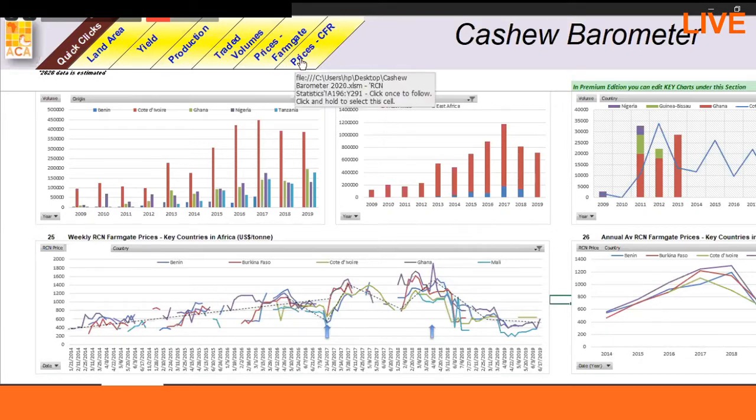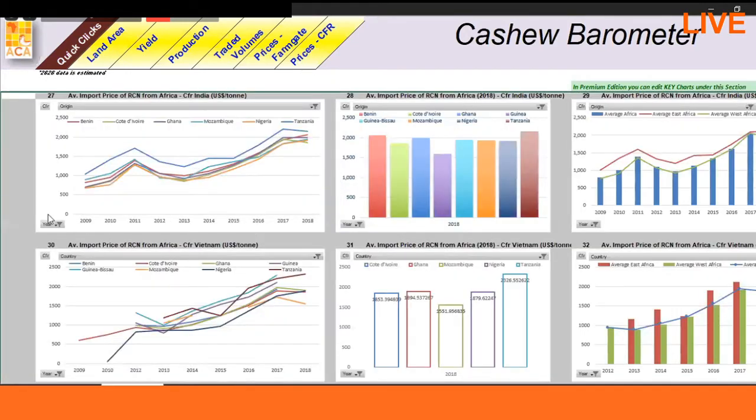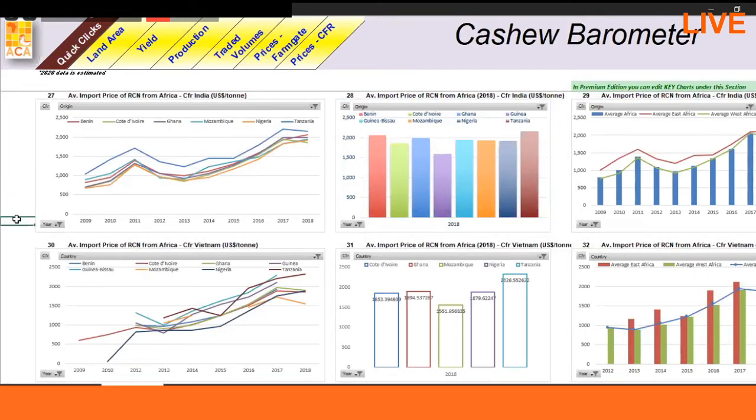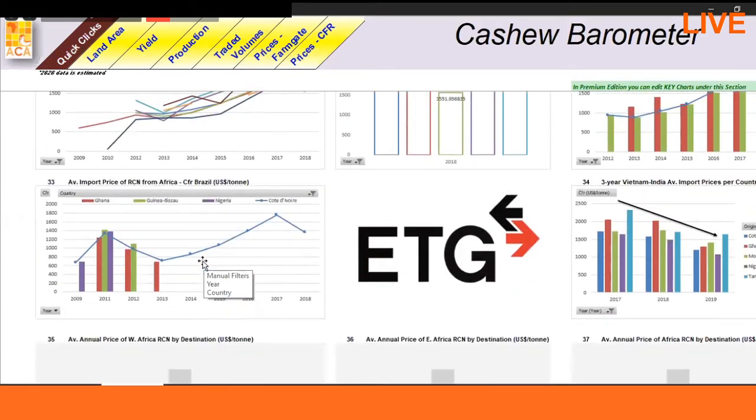Now, beyond the farm gate prices, we also have this CFR, because raw cashew nuts are exported from Africa into certain destinations like India. So we want to know what those prices are. And we do the same for Vietnam. The information is also provided there.